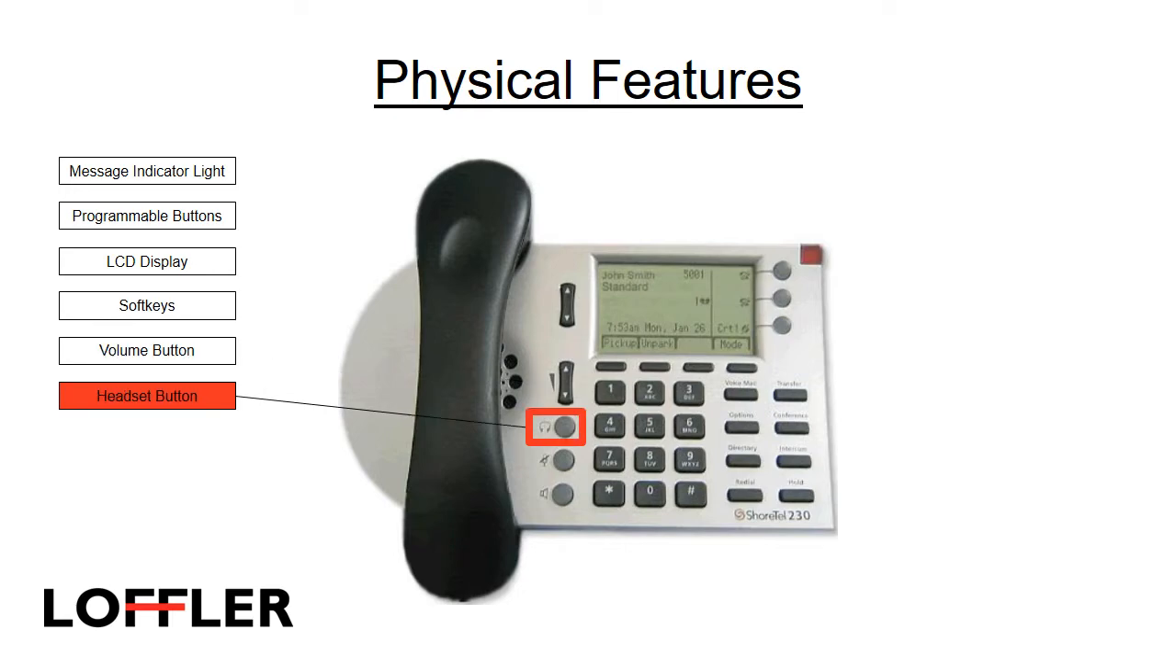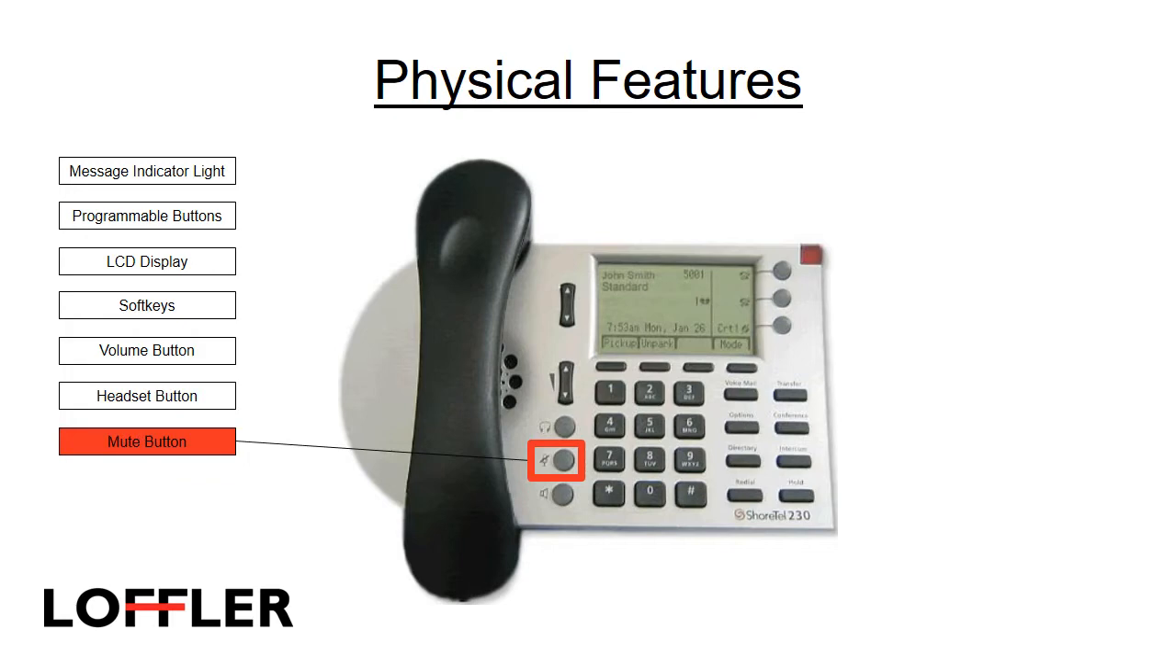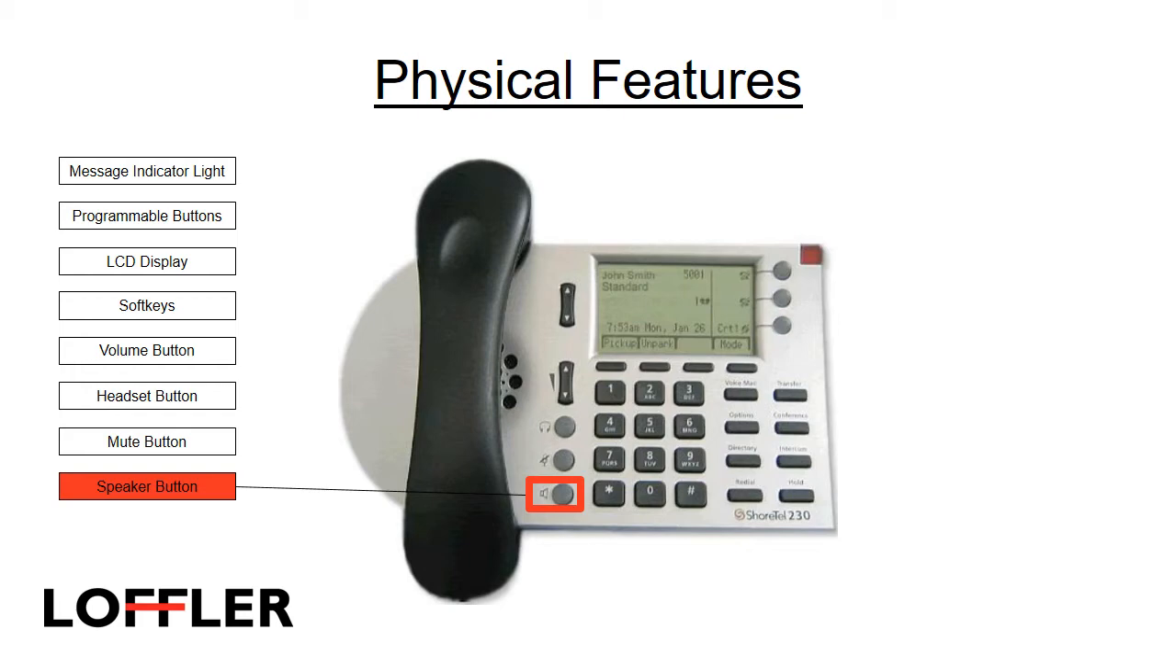The headset button allows you to use a headset and speak hands-free. The mute button comes in handy when you are on a conference call and have something else going on in the background. Then you can block people out so they can't hear you, but you can still hear the conversation that's taking place. The speaker button allows for hands-free capability. Please note that the microphone for the speakerphone has about a 20-foot radius, so it is important that you use the mute button if you have something that you don't want people to hear.